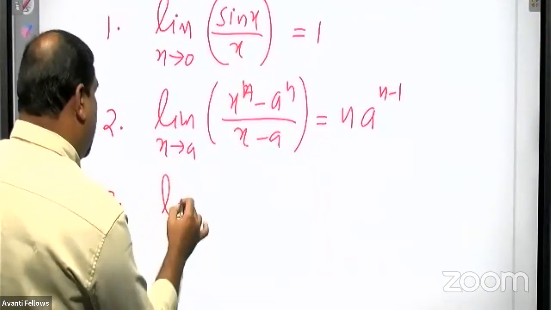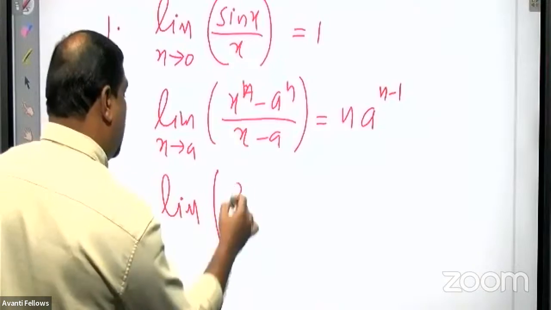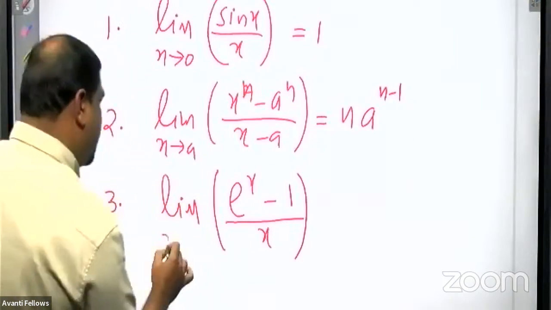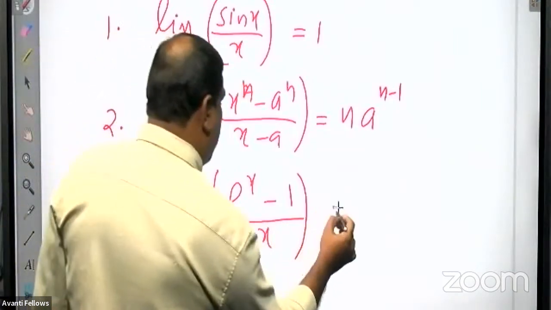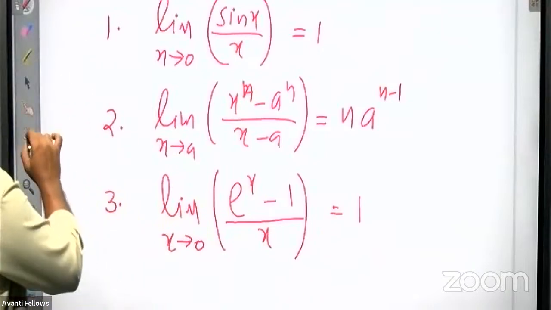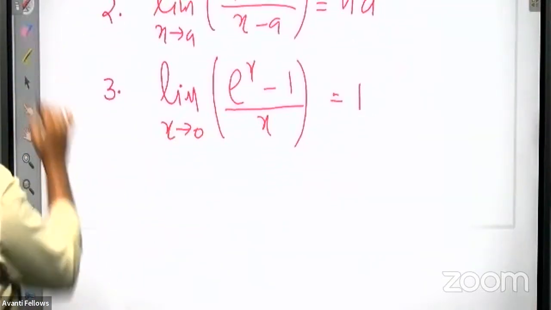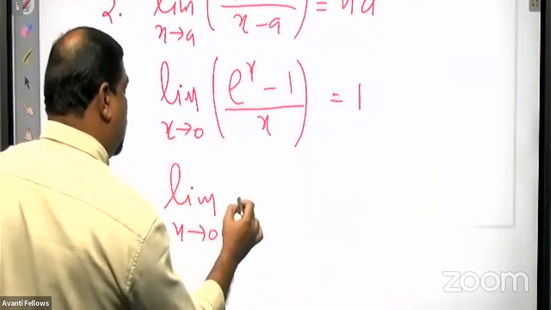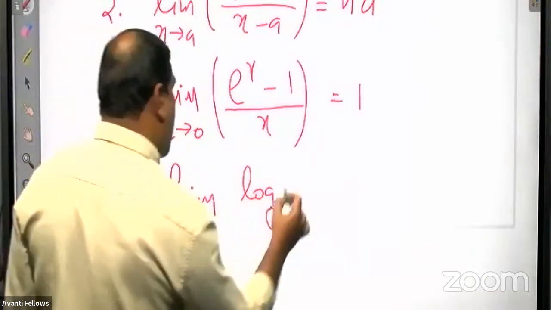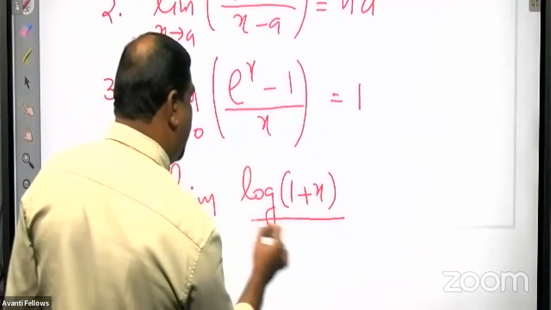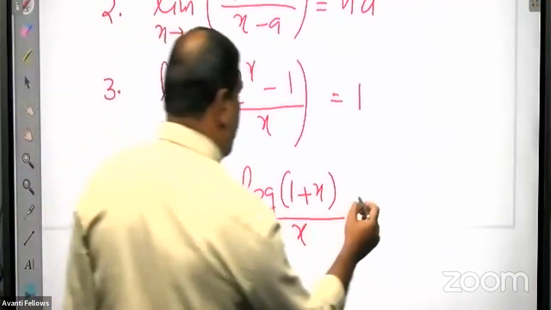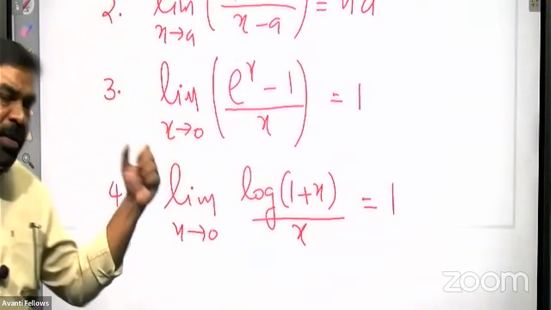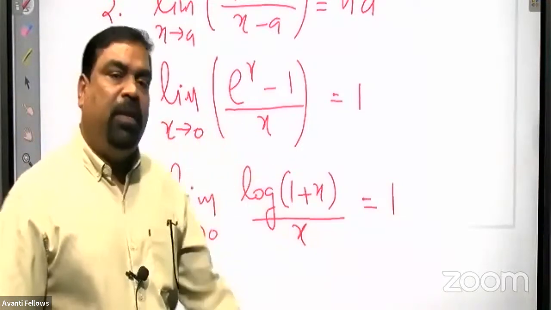And another standard limit from exponential function: limit of e raised to x minus 1 divided by x, as x tends to 0, is equal to 1. And we have another formula from logarithmic functions: limit of log of 1 plus x divided by x, as x tends to 0, is equal to 1. So these are the standard limits which are required for evaluating the limits.